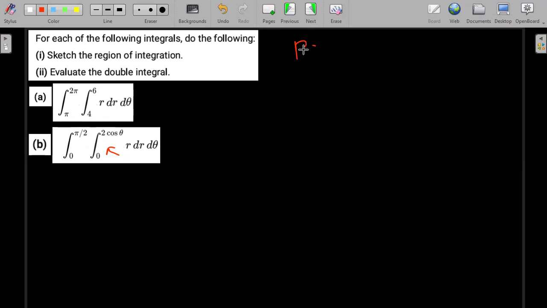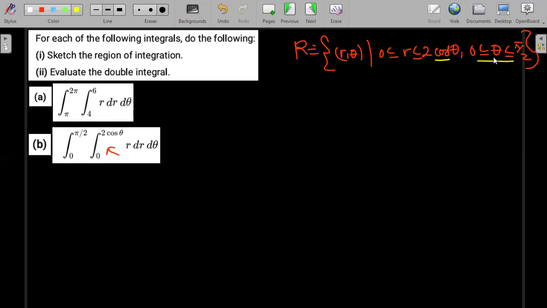So it means my region, I can write it here, according to this, is that (r, theta) is just that: my r is from 0 to 2 cos theta, and then my theta is from 0 to pi over 2. Okay, so that's what we have there. We can actually sketch this region here. But before we sketch it, we need to manipulate some of these, because I can see a trig function there. This one is straightforward. We know it to be from 0 to pi over 2, but this one we need to manipulate.